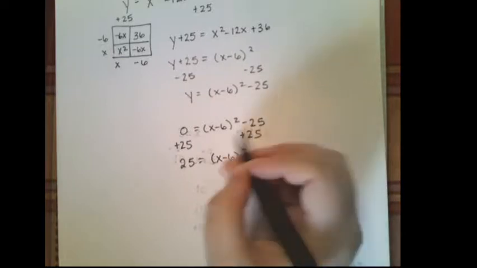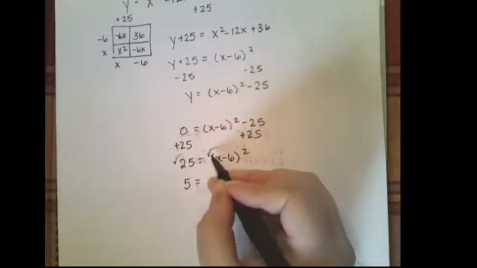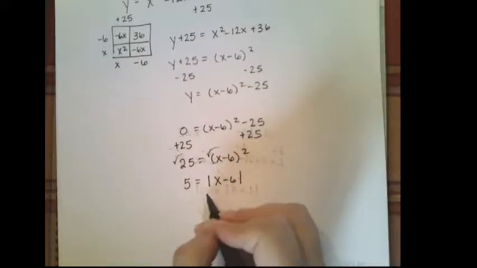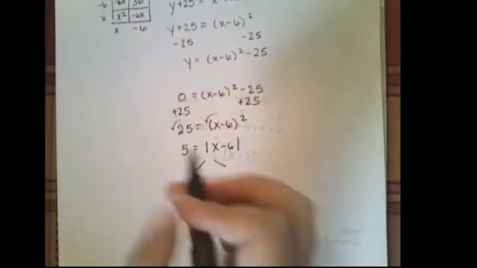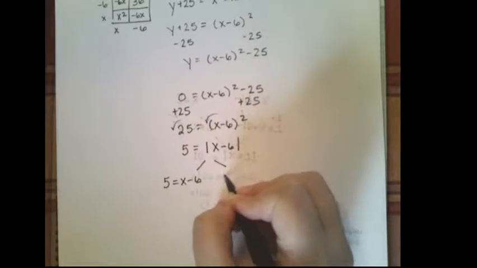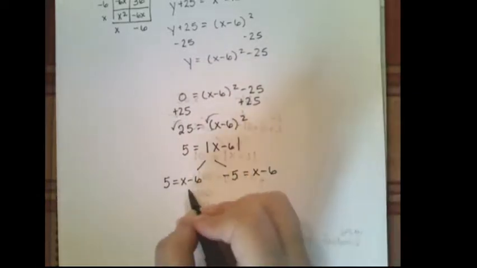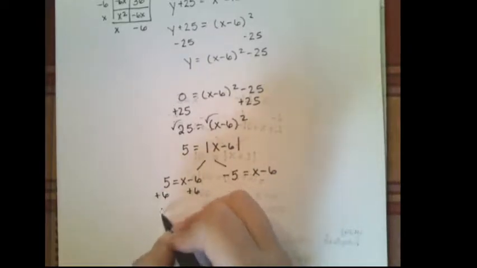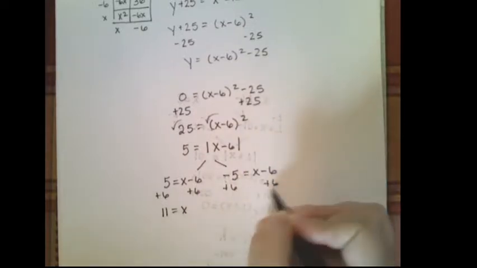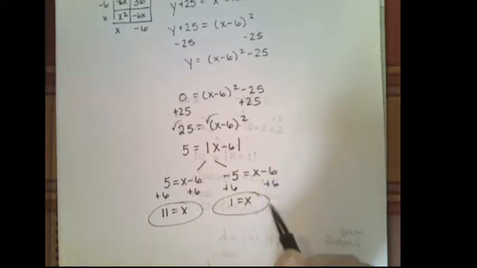Now get rid of our squared by square rooting both sides. And remember, our squared term becomes absolute value. And now we write our two absolute value equations. Positive 5 equals x minus 6, and negative 5 equals x minus 6. Solve both equations for x. And we have x equals 11 and x equals 1.